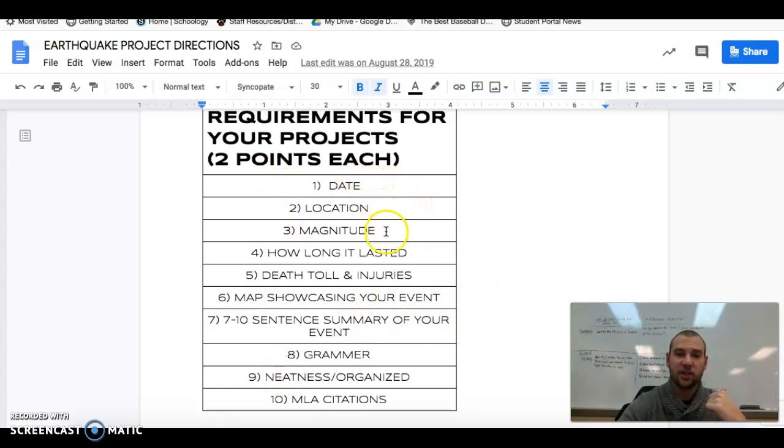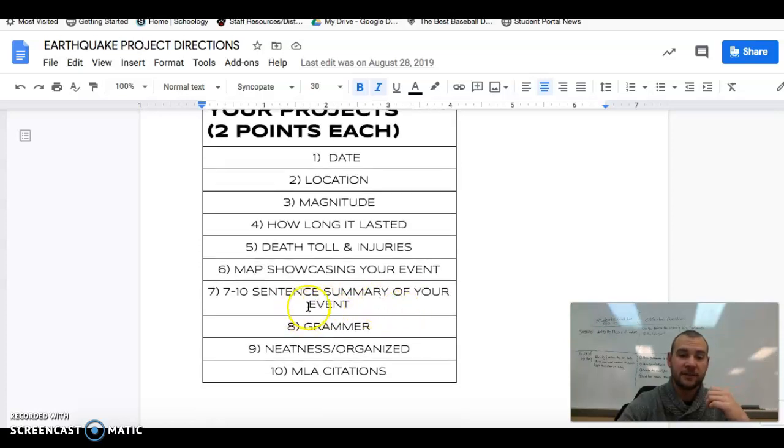Date, location, magnitude, how long it lasted, death toll and injuries, a map showcasing your event. So either a map showing where your location is. A lot of times there are specific earthquake maps, so they'll have the focus and the epicenter on the map. So you can peruse the internet and hopefully find one. This is a big one, 7 to 10 sentence summary of your event.